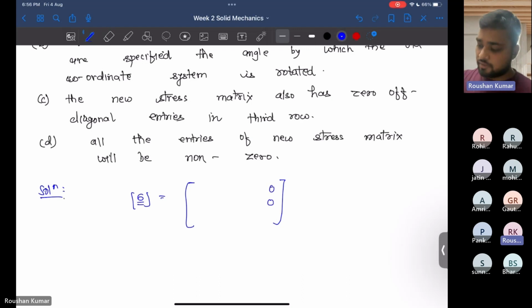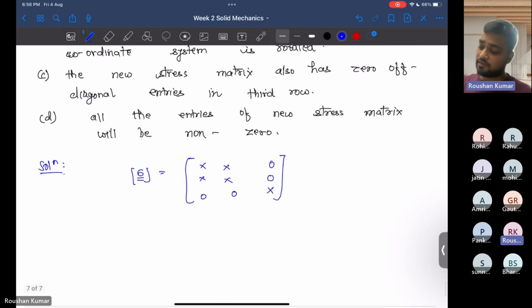So these two entries, that means the off diagonal components of the third column are zero, and the diagonal element is non-zero, so this basically has some value. And we know that the stress matrix is symmetric. Through angular momentum balance, we find that the stress matrix is symmetric, which means this term is also 0 and this term is also 0. The rest are non-zero. So this is the stress matrix as per the question, and the question says that the coordinate system is rotated about the E3 axis, that means about the third axis.